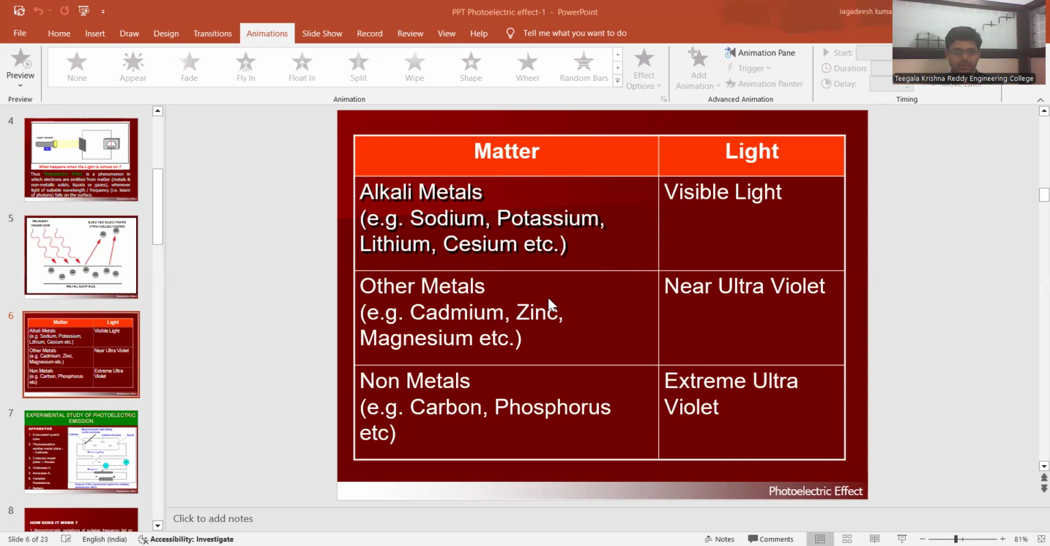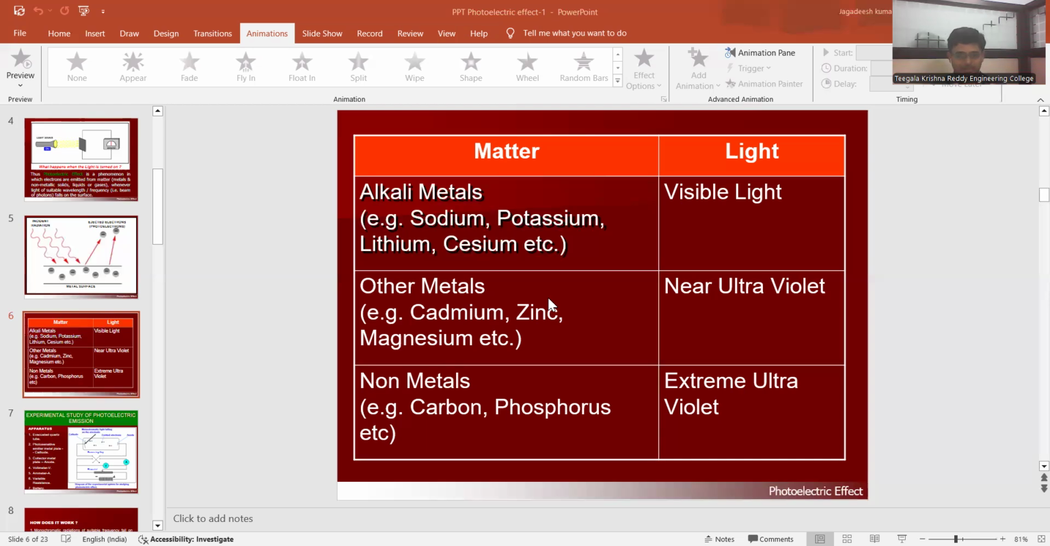Suppose alkali metals: the alkali metals are sodium, potassium, lithium, cesium, zinc. When we take the alkali metal, the light having the suitable frequency is visible light. The visible light falls on the alkali metal, and the alkali metal emits electrons, and that electron passes through the circuit. The circuit then has some electric current, and this phenomenon is called a photoelectric current.